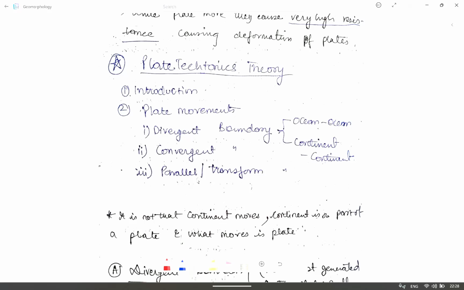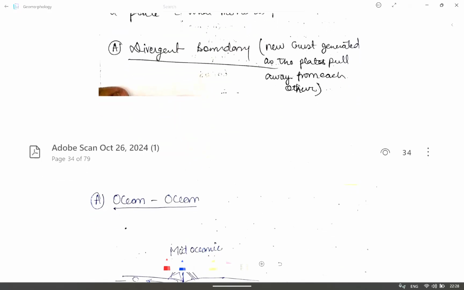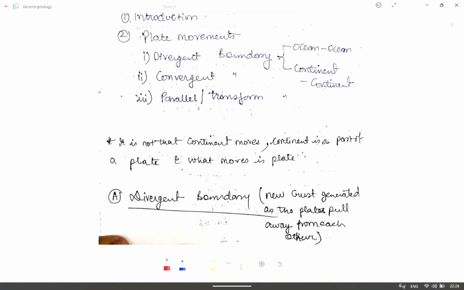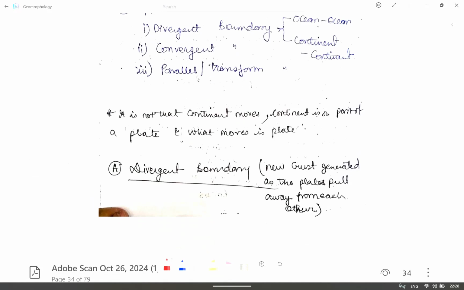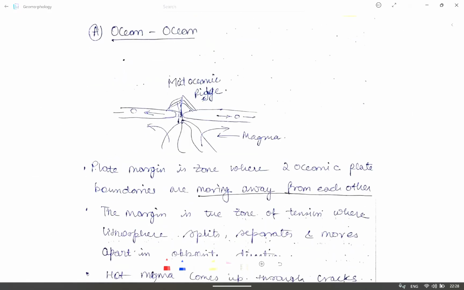कॉन्टिनेंट एक पार्ट है प्लेट का और प्लेट्स मूव करते हैं, जिसकी वजह से there was disintegration of the continents. पहला आता है डाइवर्जेंट थ्योरी. Divergent boundary is that plate boundary जहां पे there is new crust generated as the plates pull away from each other. जब प्लेट्स एक दूसरे से दूर जा रहे हैं तब there is formation of new crust. जो new crust जनरेट हो रहा है, that is what is divergent plate movement.